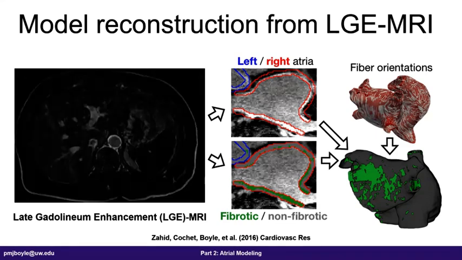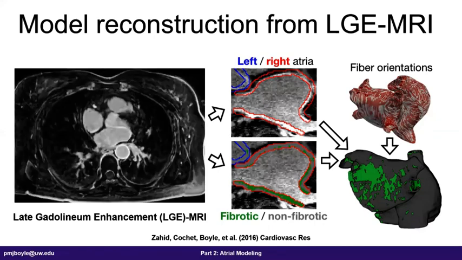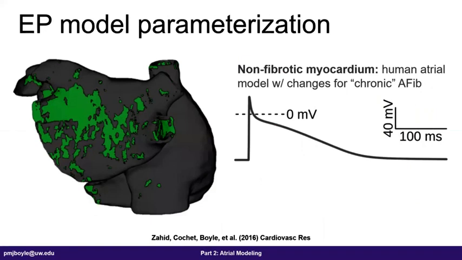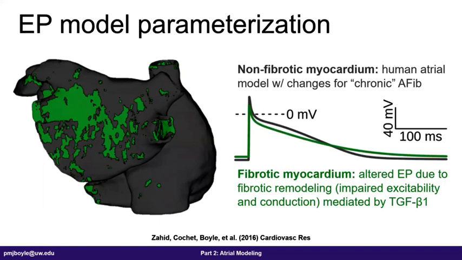People don't tend to like being in an MRI scanner for 8 to 15 hours. So once we have that, we essentially can delineate the regions of non-fibrotic myocardium, which are shown here in gray, and those have a relatively normal action potential, although we incorporate some changes to account for the effects of persistent or chronic atrial fibrillation. But the real important bit is that in the fibrotic regions, we incorporate a remodeled version of the action potential that has a longer refractory period. It has a weaker, slower upstroke, and all of this is to recapitulate experimentally documented evidence of what happens in the context of TGF-beta signaling in fibrotic myocytes.